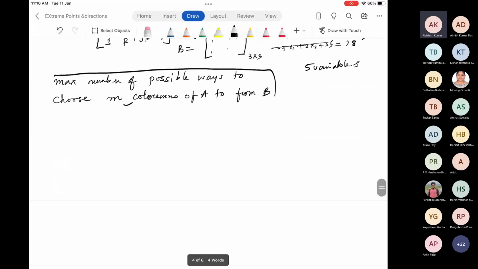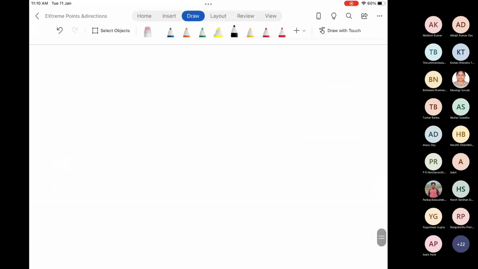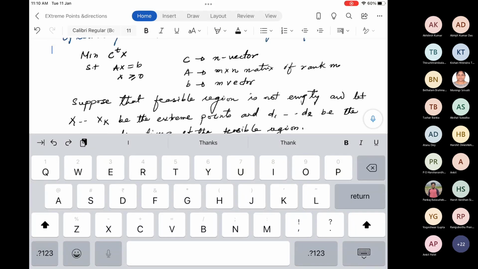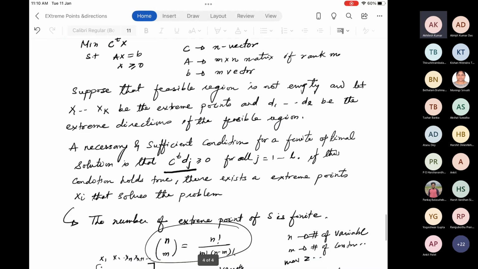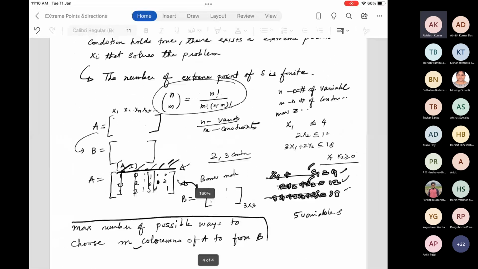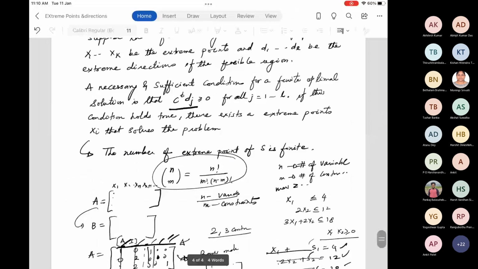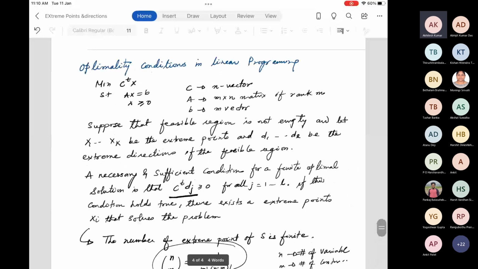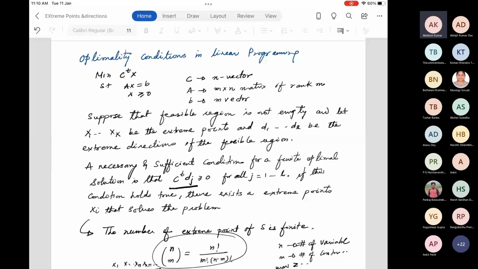I have asked you guys to brush up a little bit of your linear programming. So any questions on extreme directions, extreme points, and how they are used to prove the optimality condition of linear programming? If there are no questions, then we'll move on.